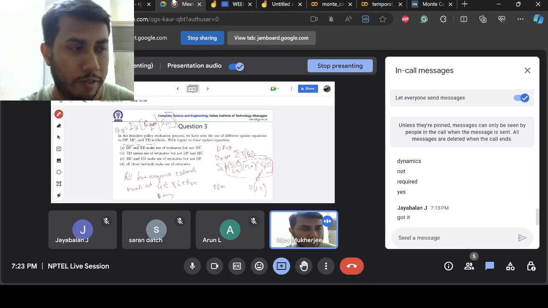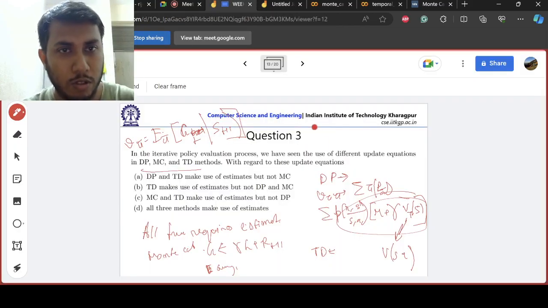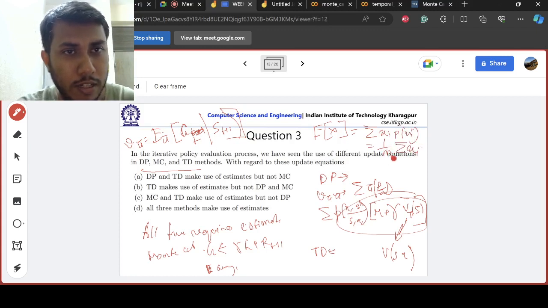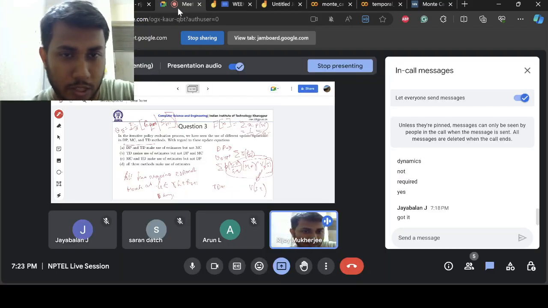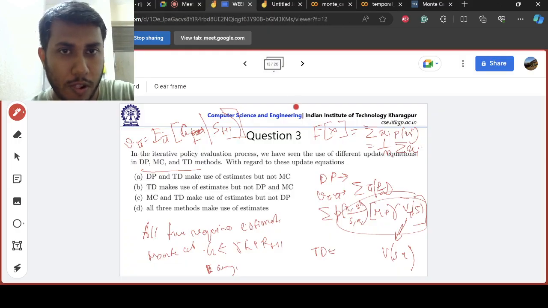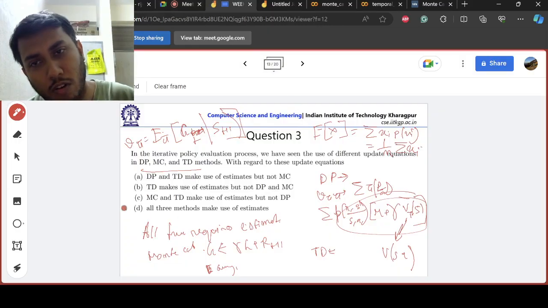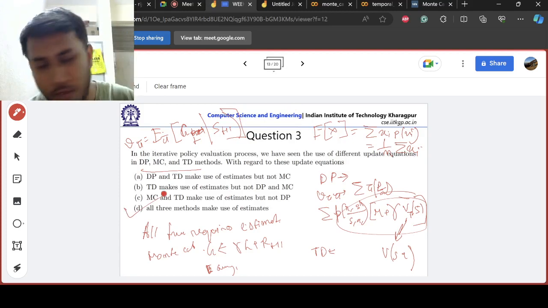If somebody gives you the estimate of x, what you are trying to do is basically the summation of x i times p of x i, which, if you take an average, is 1 by n summation of x i. That is what your estimate is. So averaging is also estimation. Okay, so the correct answer is that all of them make use of estimates.